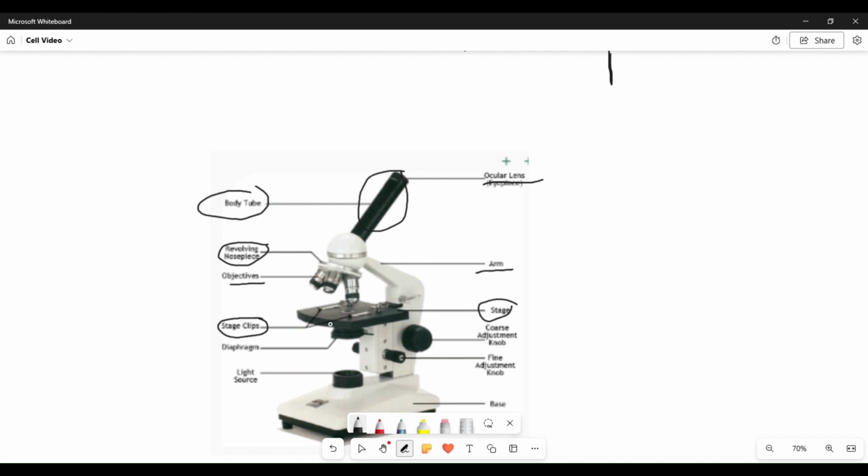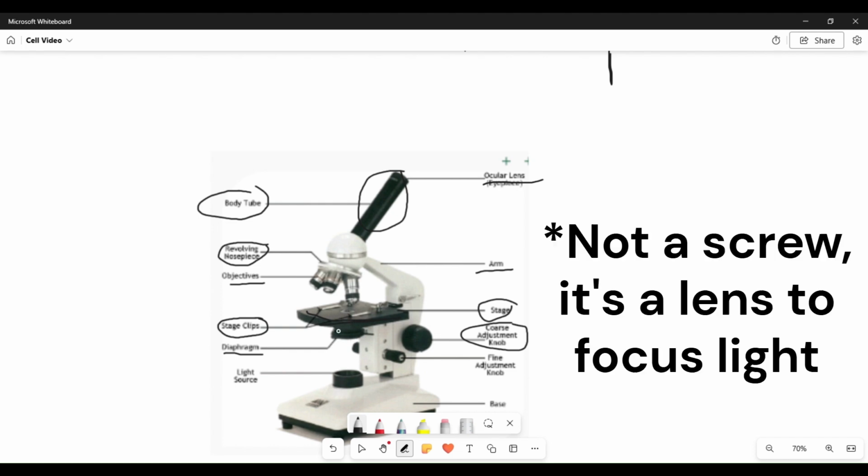The coarse adjustment knob raises and lowers the stage here to help with magnification. This here just keeps the stage together. It's like a screw that just holds it all together. It also focuses the light from below here, which is what allows it to be a light microscope and helps it view the specimens by lighting up the specimen. And this here is just the base.